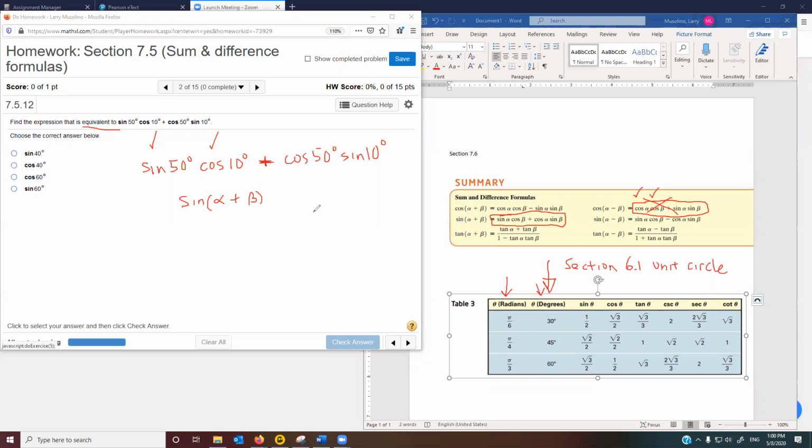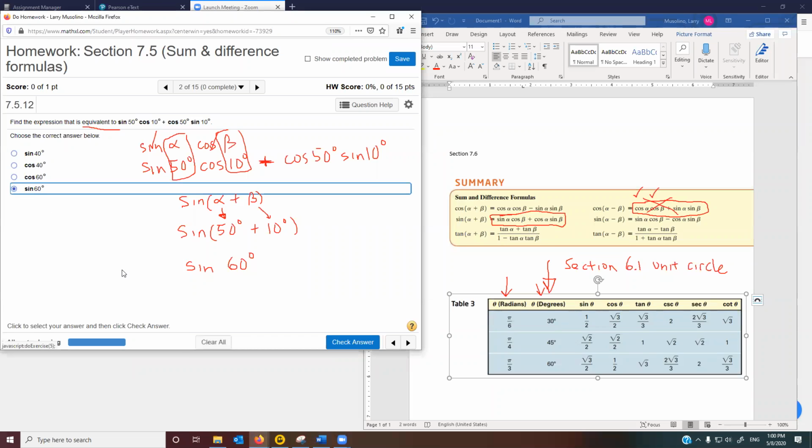And all I have to do is match up alpha and beta in my example. Well, this is sine alpha cosine beta here. So I could see my alpha is 50 and my beta is 10 in this example. So this is going to be sine of 50 plus 10, because my alpha angle matched up to 50 and my beta angle matched up to 10. So this looks like it's just going to be sine 60 degrees. So it looks like the answer here is the fourth choice, sine 60 degrees.